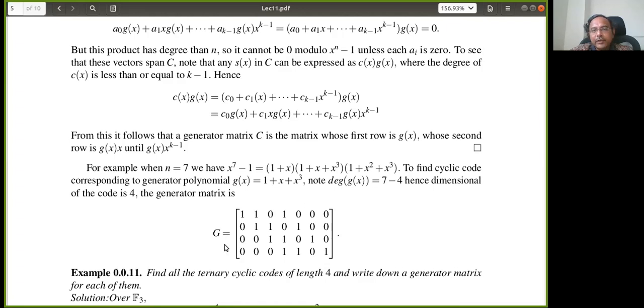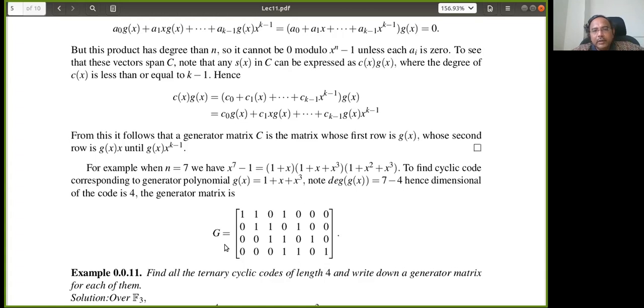Why is the first row 1 1 0 1 0 0 0? Because the x square term is 0, and x raised to 5 and x raised to 6 terms are also 0. Thanks. Okay, see how we are making it. The constant term is 1, the x coefficient is 1, the x square coefficient is 0, the x cube coefficient is 1. That's it. But n equal to 7, so only 4 are used, and for the remaining 3 places I put 0 0 0. Now keep cyclic shifting that.